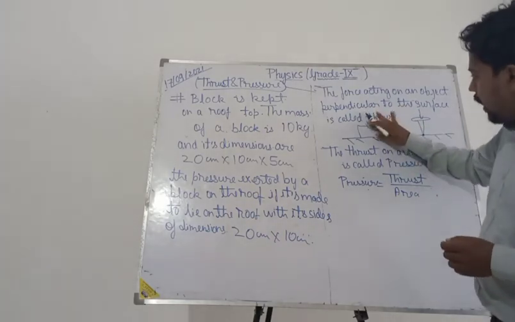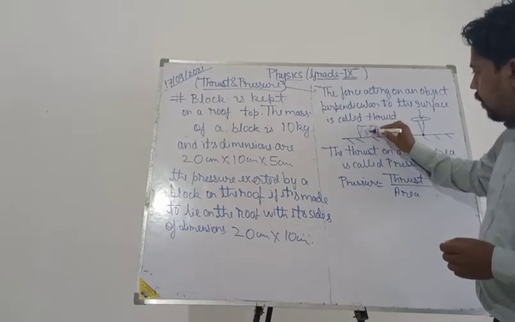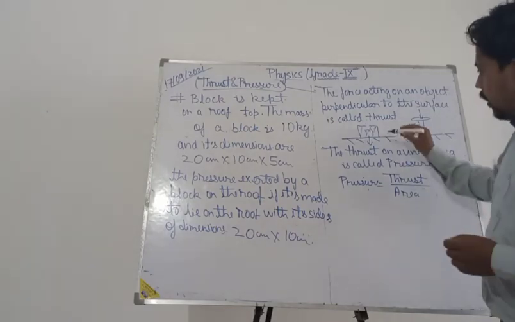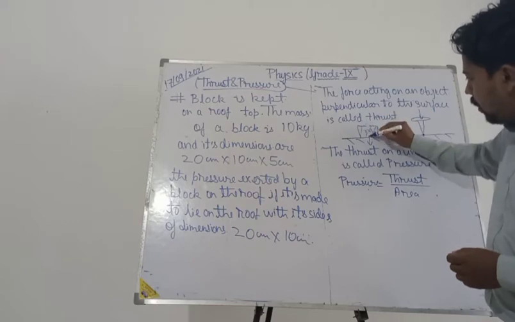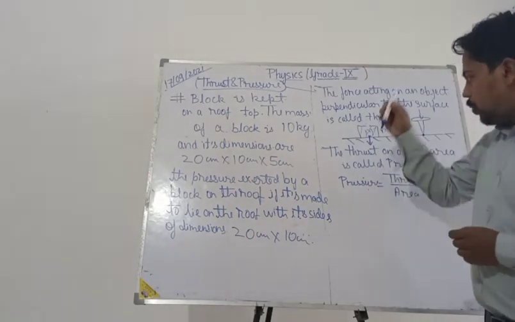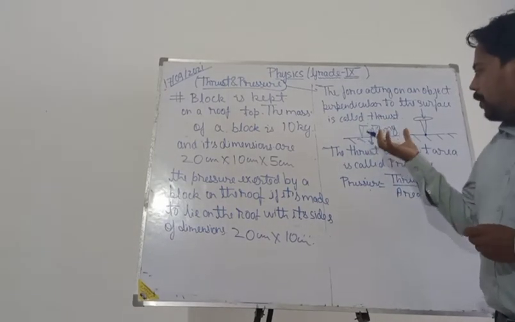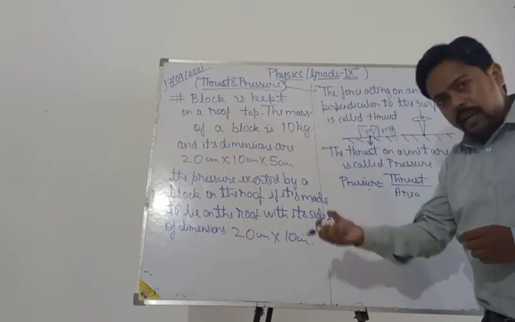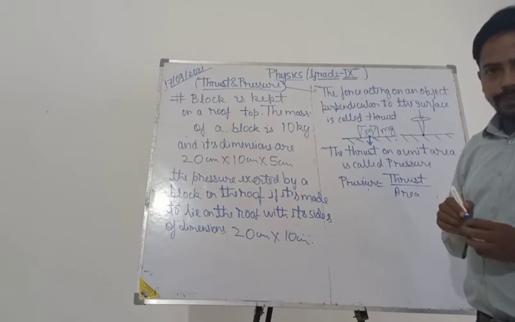Or if this object has a mass, then it will be applying the force in the downward direction. This object may be having the force in the downward direction mg, as I told you many times in the class. And this force will be towards the ground, towards the center of the earth. Because what is the weight of this object? The weight is the force by which it has been attracted towards the earth center, and that's what it is doing according to its nature.